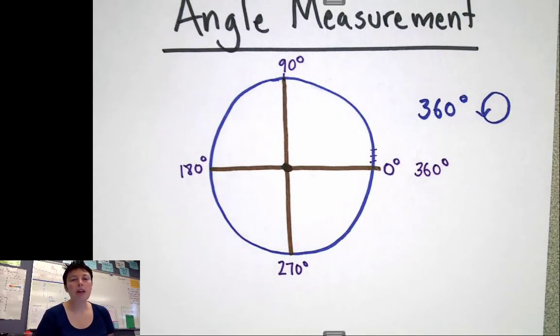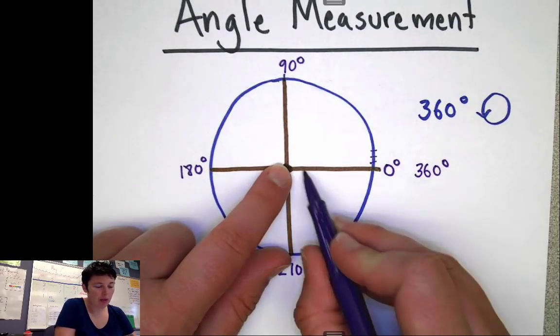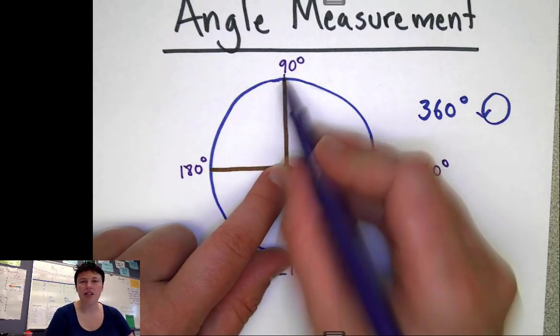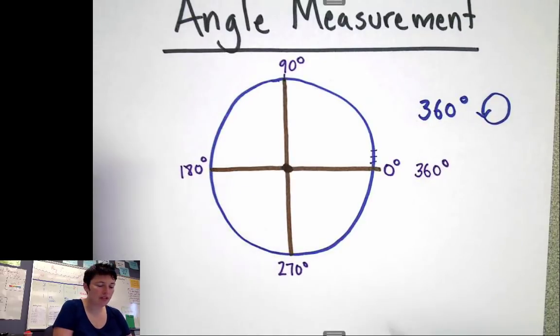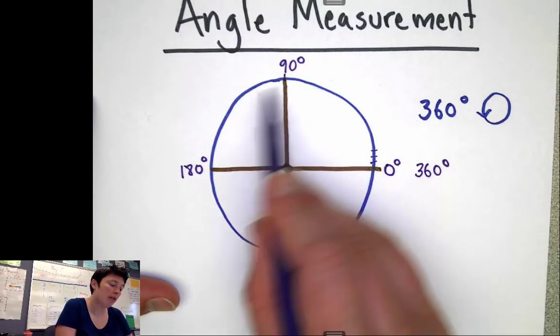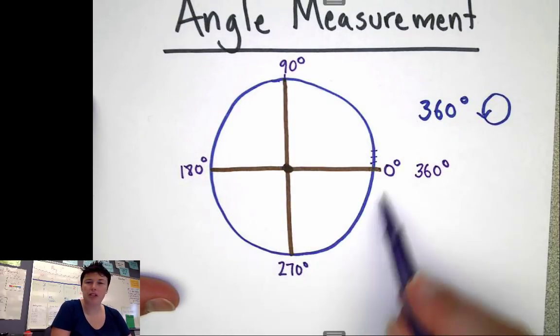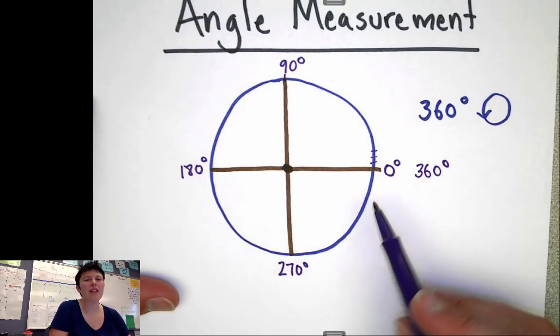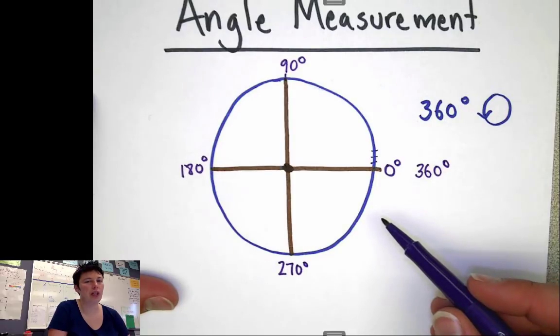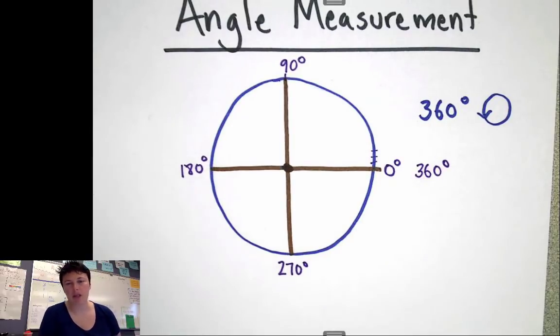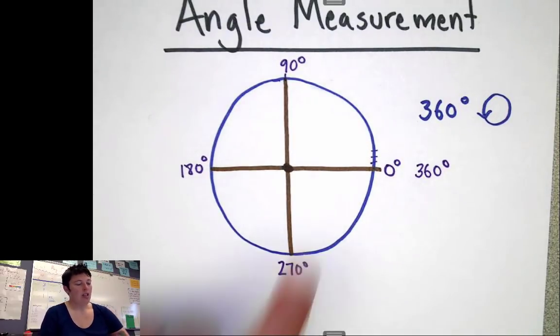So degrees is a way of measuring an angle. If we go from here all the way up to here, we've gone 90 degrees. If we go from here all the way around to here, we've gone 180. And to do a full circle is 360. Now if you're like, well that's kind of confusing, I'm not totally sure I get it, that's okay, we're going to continue to practice.